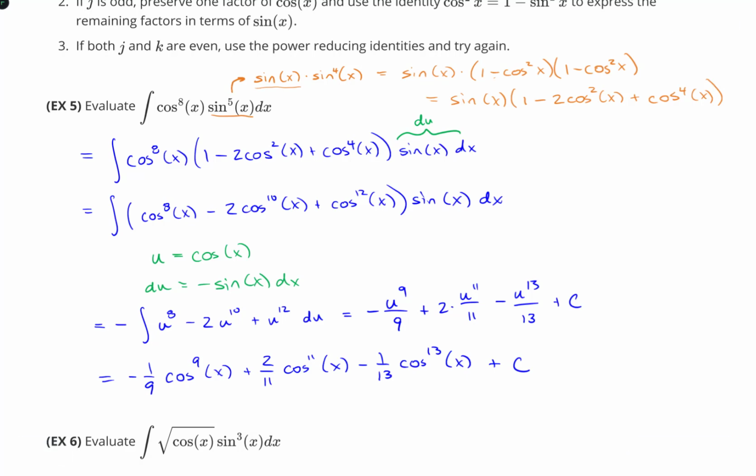So you can tell that this problem got a little bit more complex because there's more terms in the end, and that will happen the larger this odd power is. So if this was sine to the 7th, I would have had to split this up as sine x times sine to the 6th, which would have given me 3 binomial terms to multiply out. So it's just going to get more and more difficult with a larger odd power, but the process is the same.